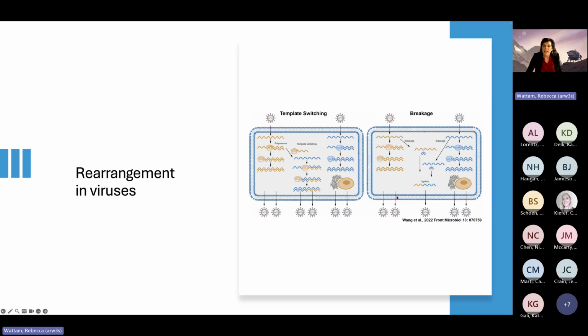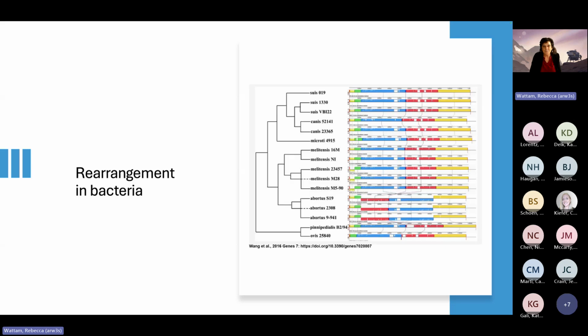And all of this happens, template switching or breakage, when you have more than one strain in the same cell. They can do something called template switching, where you can get part of a segment, two different parts that come together. Or you can have breakage, where a restriction enzyme comes in, cuts that thing and then stitches it together so you get something new. So this is generating new types of the same virus, which complicates things.